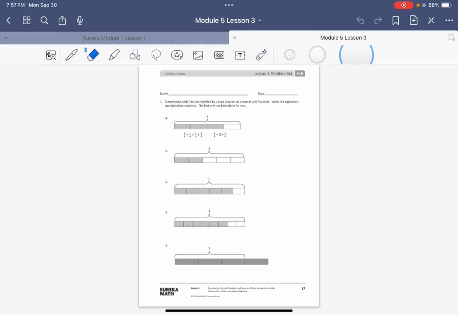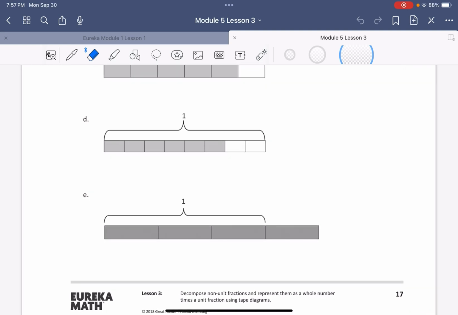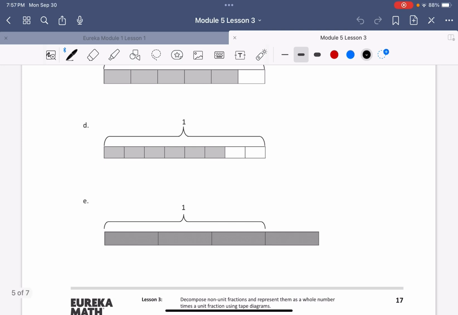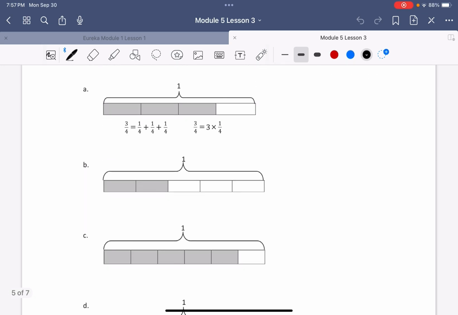All right, we are on Lesson 3, page 17. Remember, if you need to pause the video at any point in time so you can work it out in your math book, please make sure that you pause the video as we go. Page 17, Lesson 3. Here we go.